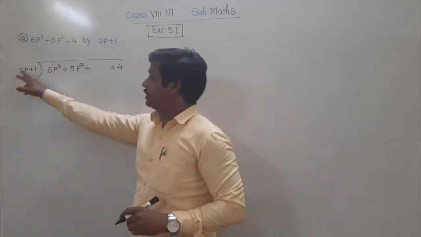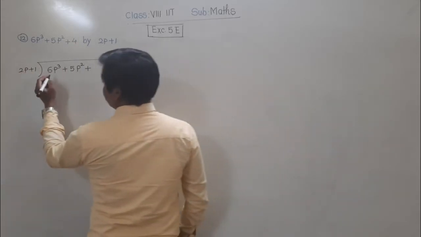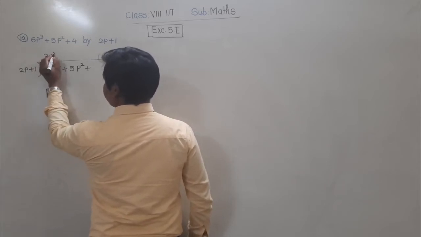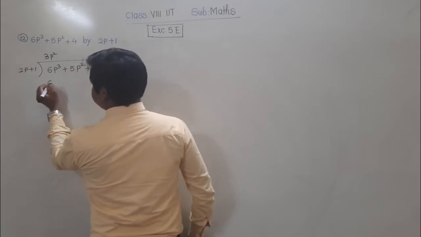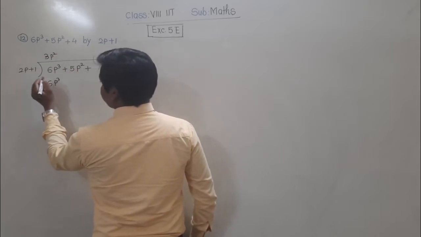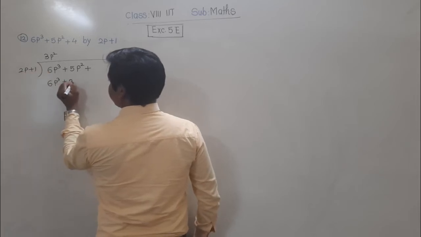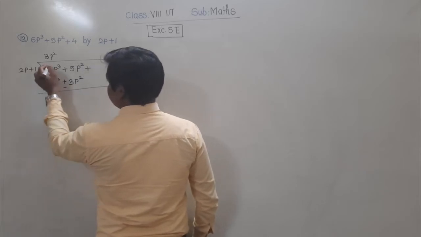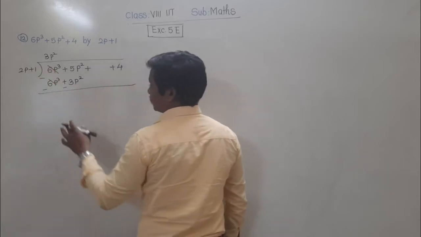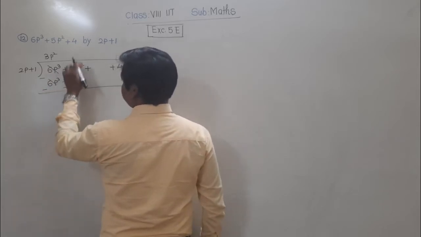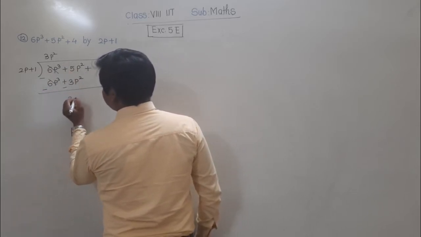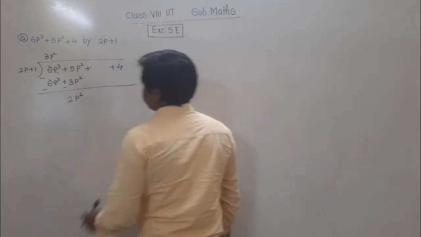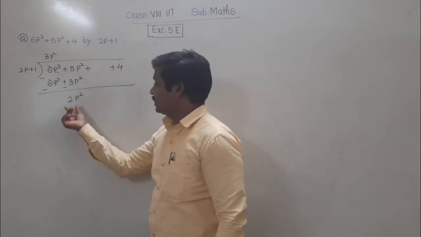Now 6p cube divided by 2p. What will you get? 6 by 2 is 3, and p cube divided by p is p square. So 3p square. Three 2s are 6, p square into p cube, and plus 3p square. Okay, subtract. 6p cube minus 6p cube cancels, then plus 5p square minus 3p square remains 2p square. Now what we have to do, we have to divide 2p square.